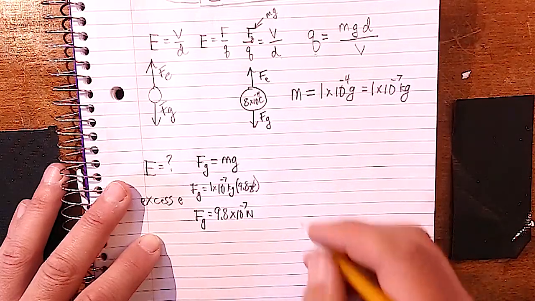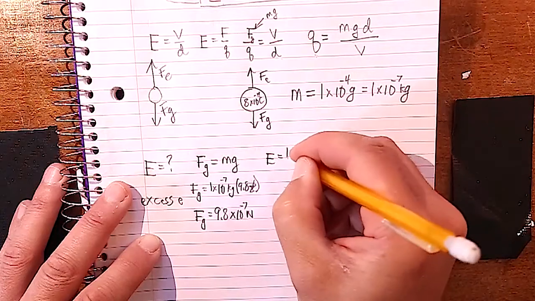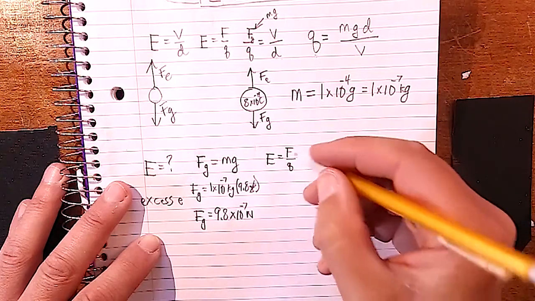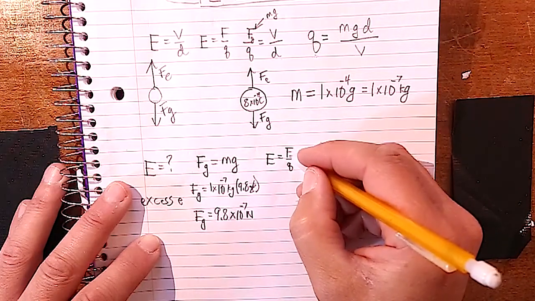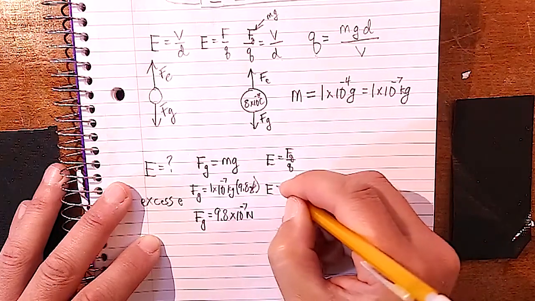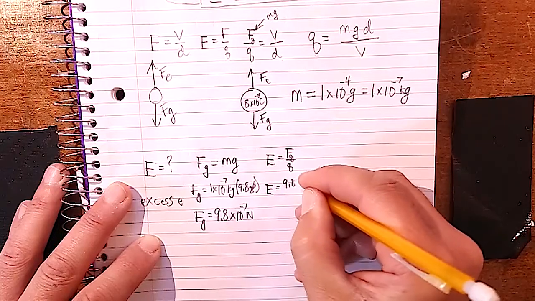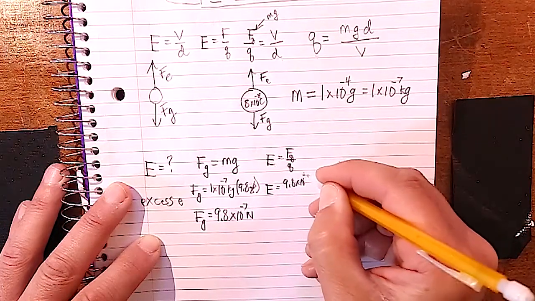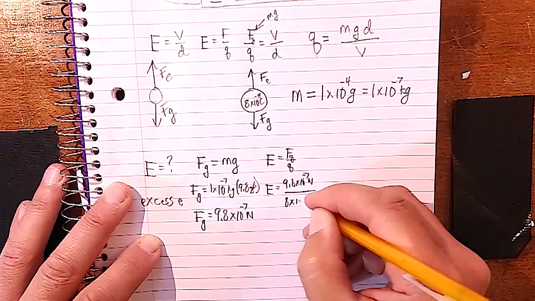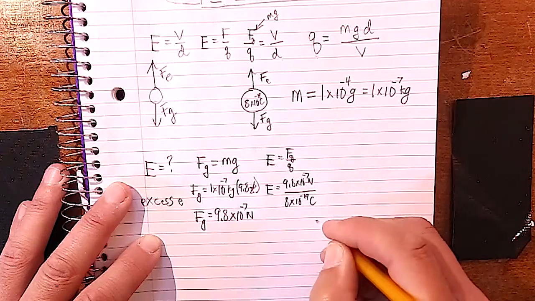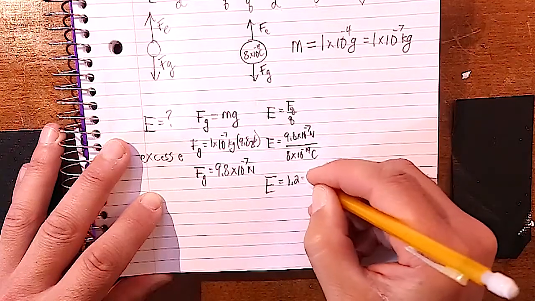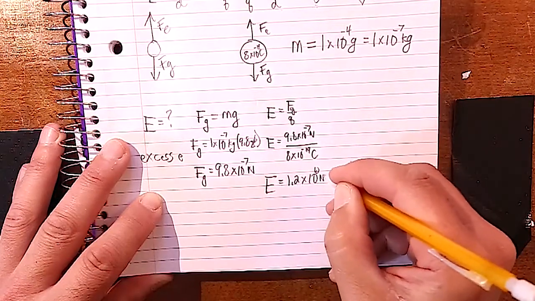So taking that in combination with E equals F over Q allows us to figure out the strength of the electric field. Remember that this F is Fe, but that in this case Fe is equal to Fg, so we can just sub that in. So what's Fg? That's 9.8 times 10 to the negative 7th newtons divided by 8, the charge, the excess charge, to the minus 19th coulombs. And if you do the math on that, you get 1.2 times 10 to the 12th newtons per coulomb.